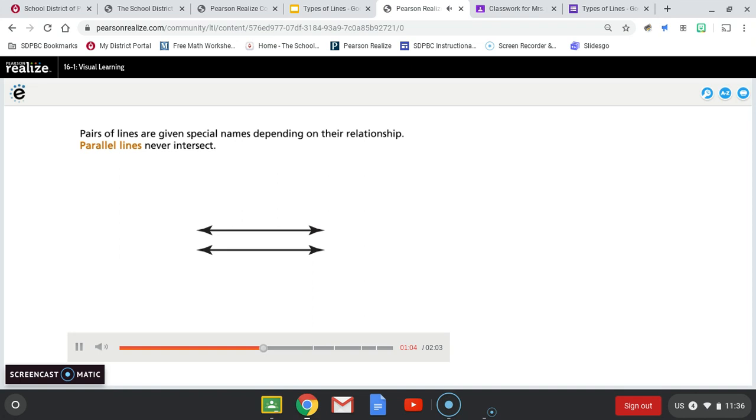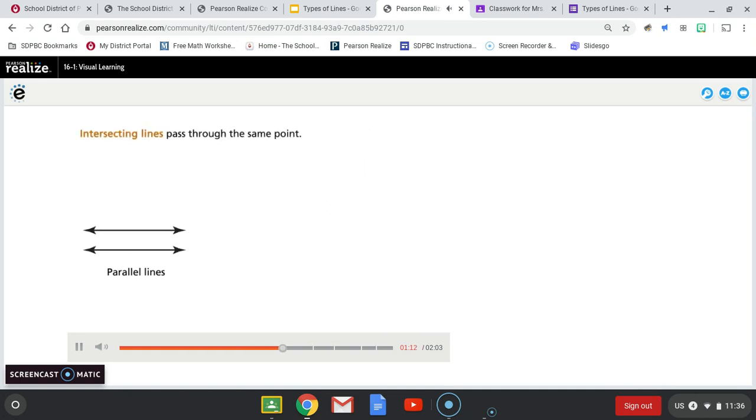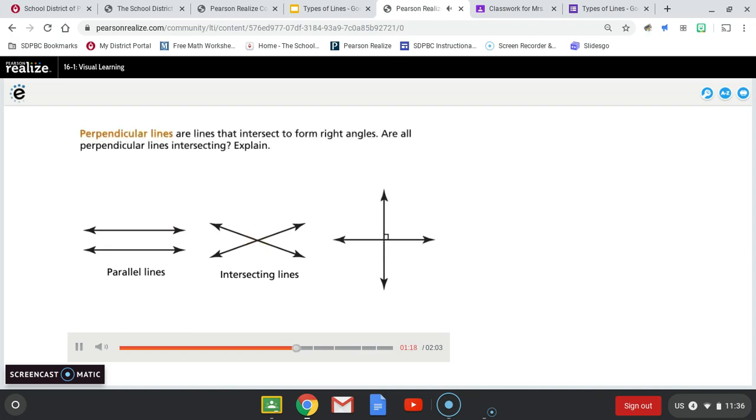Pairs of lines are given special names depending on their relationship. Parallel lines never intersect. Intersecting lines pass through the same point. Perpendicular lines are lines that intersect to form right angles. Are all perpendicular lines intersecting? Explain.